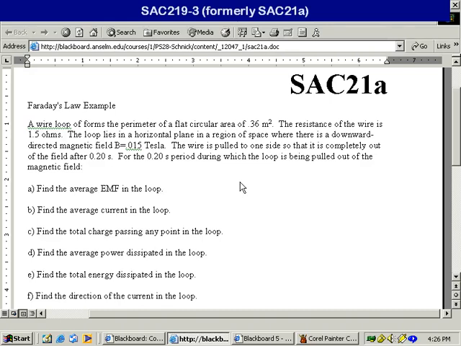Here's problem sac219n3. If you haven't already read it, you might want to pause here and read it. We're going to jump right to part A, find the average EMF in the loop.